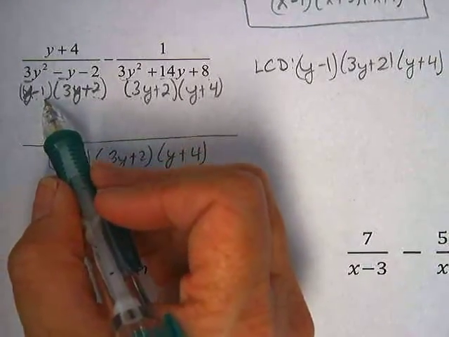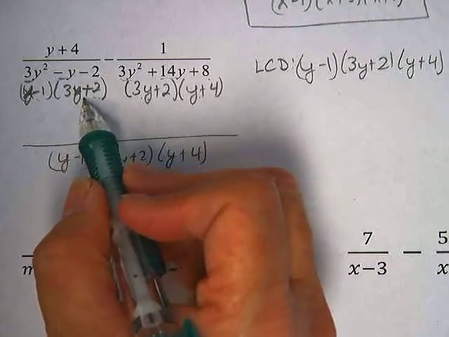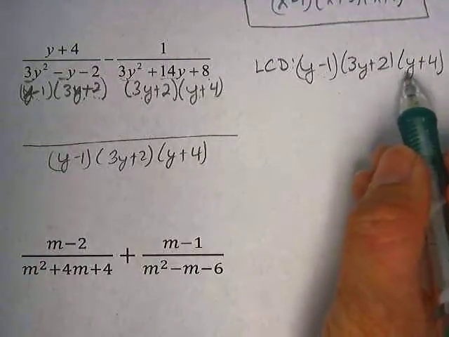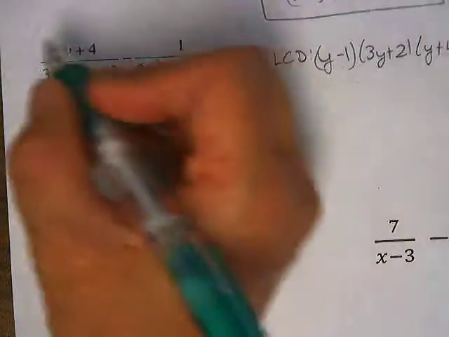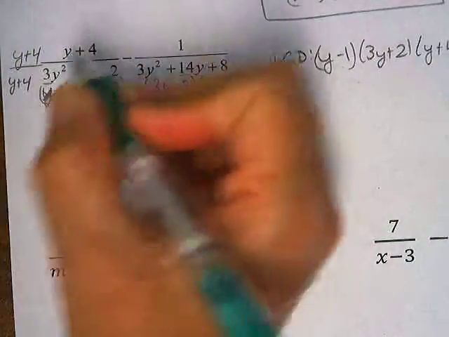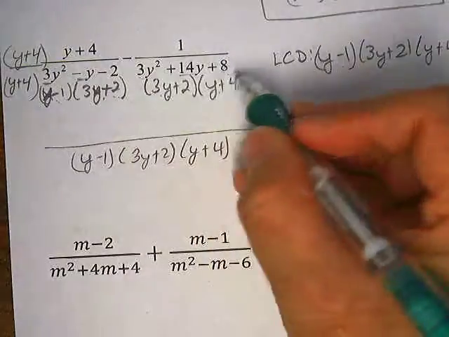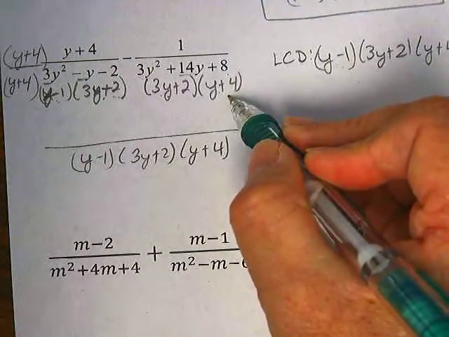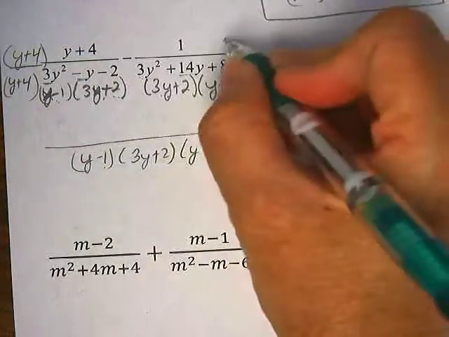Now my first fraction, I've got the y minus 1 and the 3y plus 2, so the only term missing in my denominator is the y plus 4. So I'm going to have to multiply by y plus 4 over y plus 4. My second fraction, I've got the 3y plus 2 and the y plus 4. I'm missing the y minus 1.